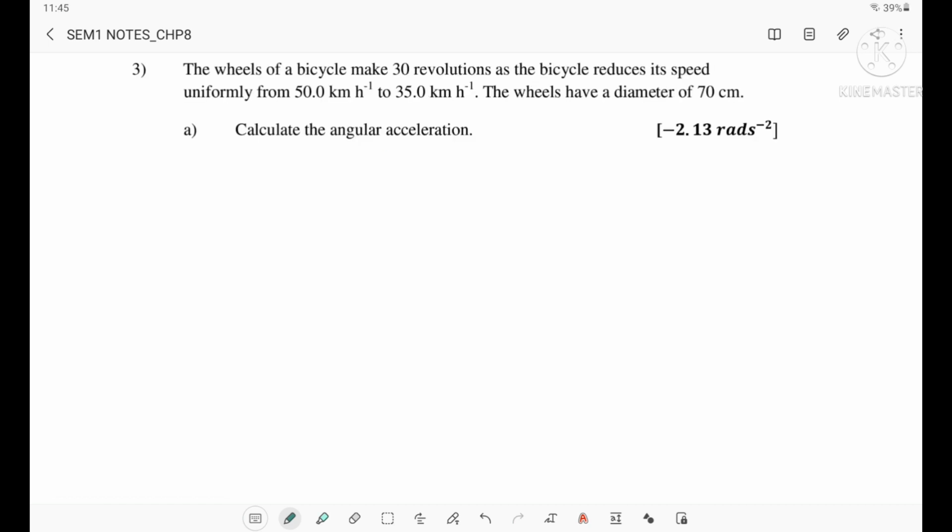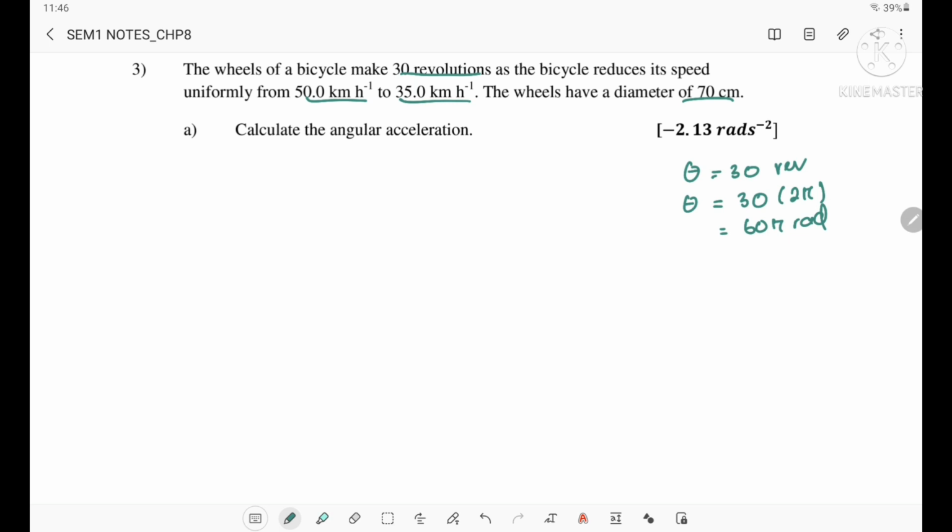Next question, we have the wheels of a bicycle turning 30 revolutions as the bicycle reduces its speed uniformly from 50 km per hour to 35 km per hour. The wheels have a diameter of 70 cm. First of all, you need to write down all the information given. So theta is equal to 30 revolutions. Make sure you convert into SI unit first. So theta is 30 times 2 pi, and we have 60 pi radian.